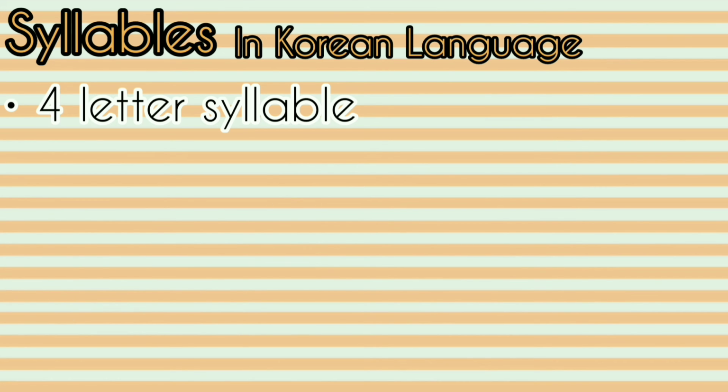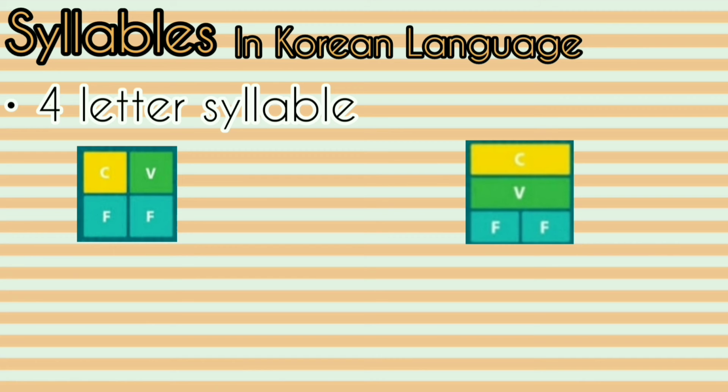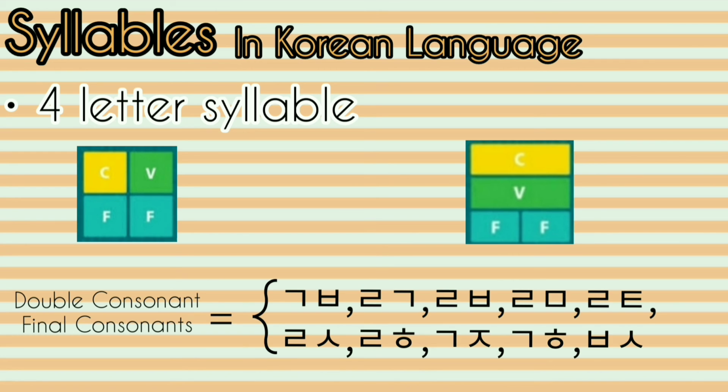Moving on to the syllables consisting of four letters, as you can see, the four-letter syllable has the first two letters as a consonant followed by a vowel, and below this are two consonants. These two consonants are selected from a specific set of double consonants that are also called final consonants, which we had just skipped, and we can explain that later.